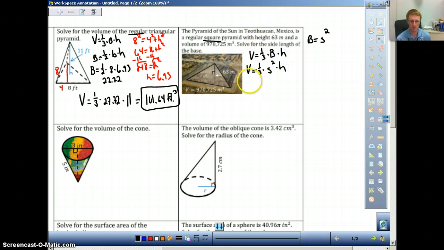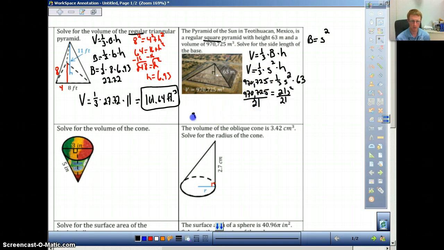Now plug in everything that we know. We know the volume is 970,725, which is equal to 1/3 times S squared, and we know what our H is. Our H is 63. So now we just go through and solve. Okay, we need to get S squared by itself. So I'm first going to simplify this side. So it's 970,725 equals 1/3 times 63 is 21. So we have 21 S squared. Divide both sides by 21.